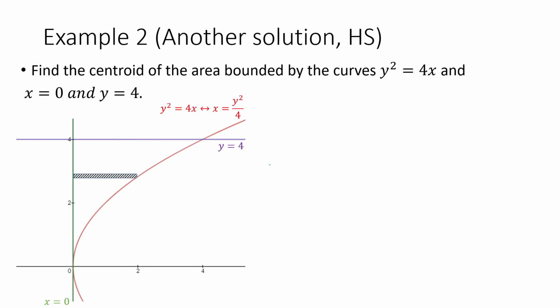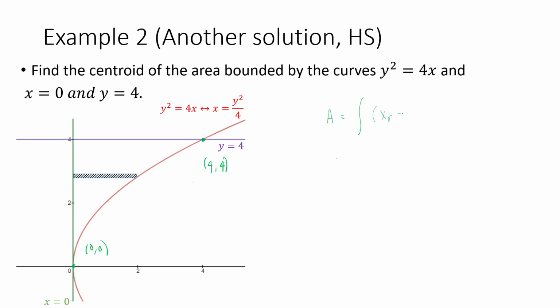Okay, so let's try the horizontal strip this time. Again, with the same location, this one is 4 and 4, and then this one is 0 and 0. So this time, horizontal strip, x right is the red graph, x left is the green line, which is x equals 0. In solving the area, hopefully this one is the same. Of course it's really the same. It can be solved using the horizontal strip, but try to verify this one.